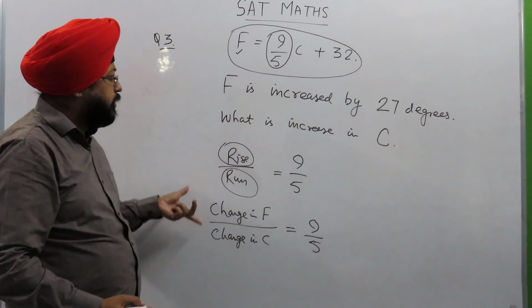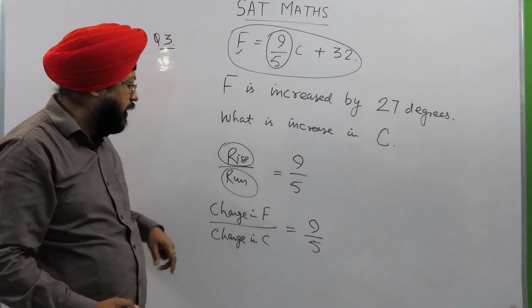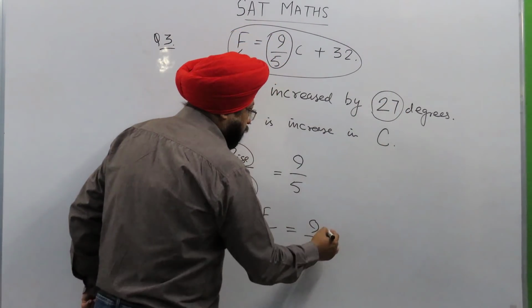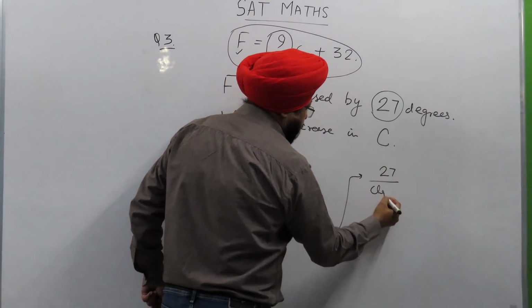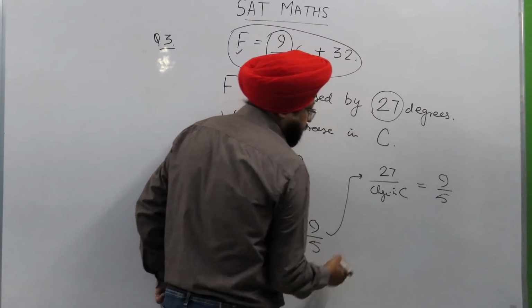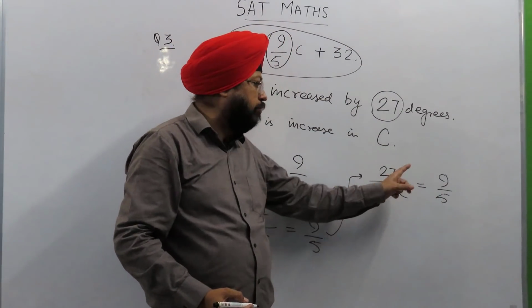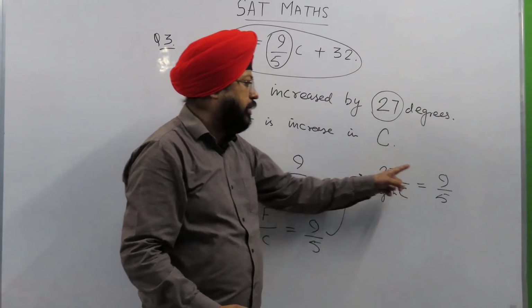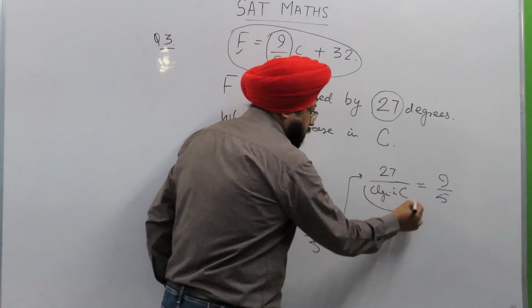Now see, the slope says rise over run is 9 over 5. It means change in F over change in C is 9 over 5. Now the change in F is given: 27 degrees. So further, simply plug in 27 for the change in F. Then what is the change in C? Basically, this question is just asking for the equivalent fraction of 9 over 5. 9 over 5 equals 27 over what? 9 times 3 gives you 27, 5 times 3 gives you 15. So the answer is 15.